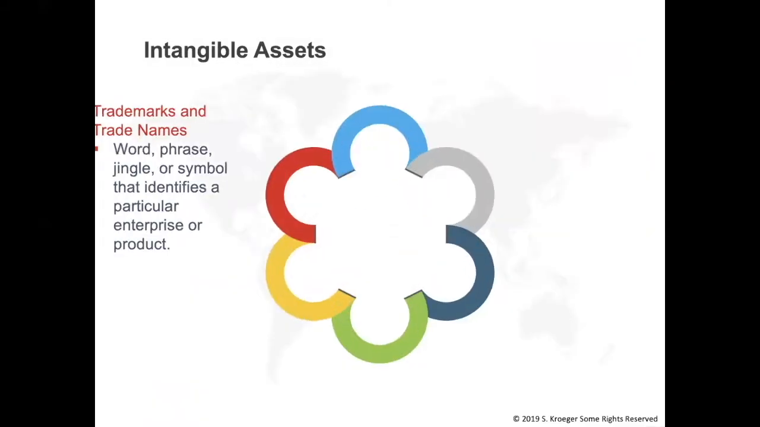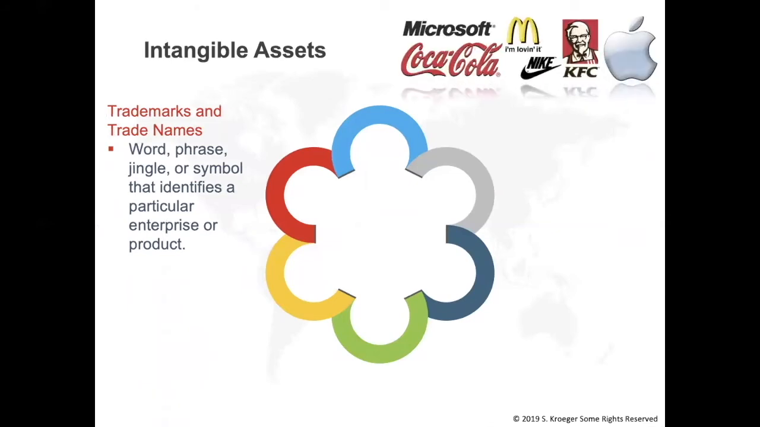The next one is trademarks and trade names. These are words, phrases, jingles, or symbols that identify a particular enterprise or product. And I have a few listed here in the corner. We all know the symbol of an apple is for Apple, the company. We know that this M is for McDonald's. These are all trademarks or trade names for a company.